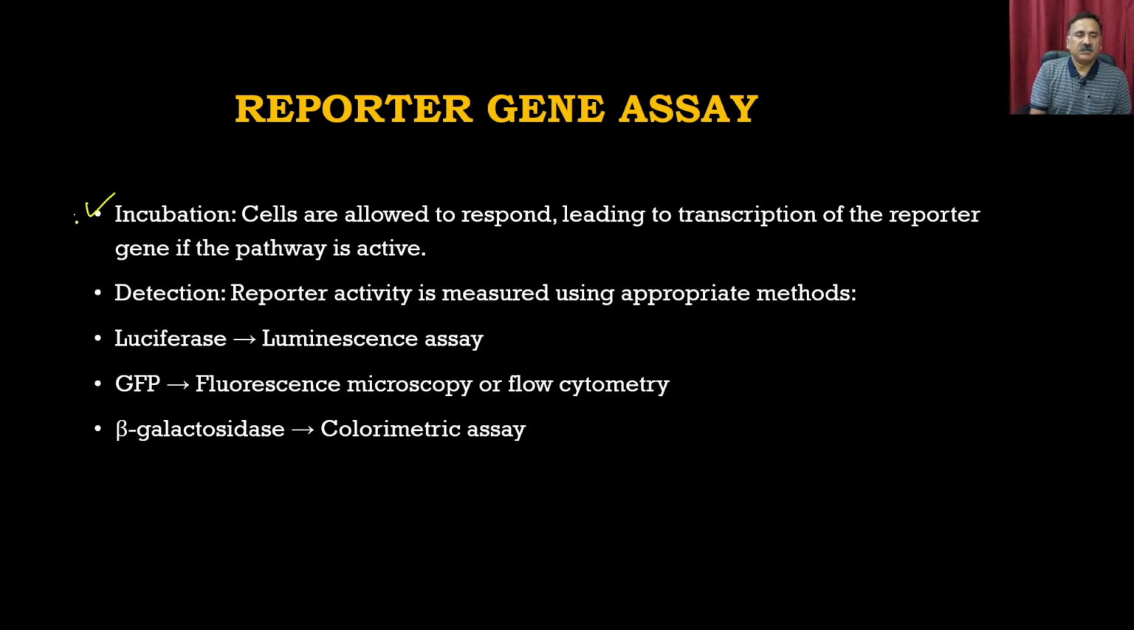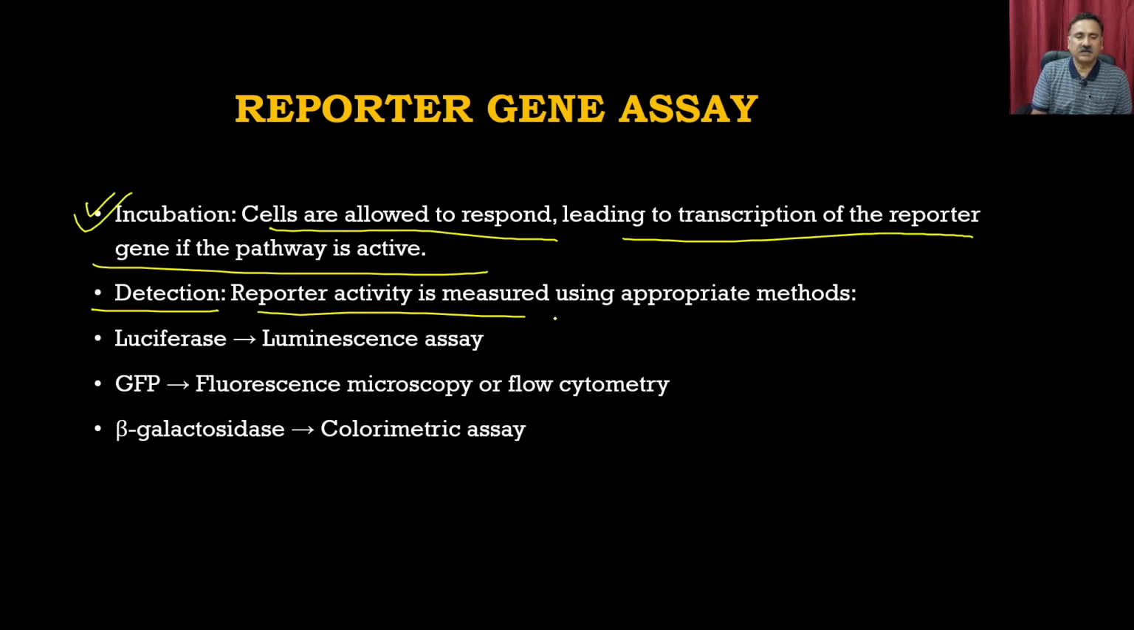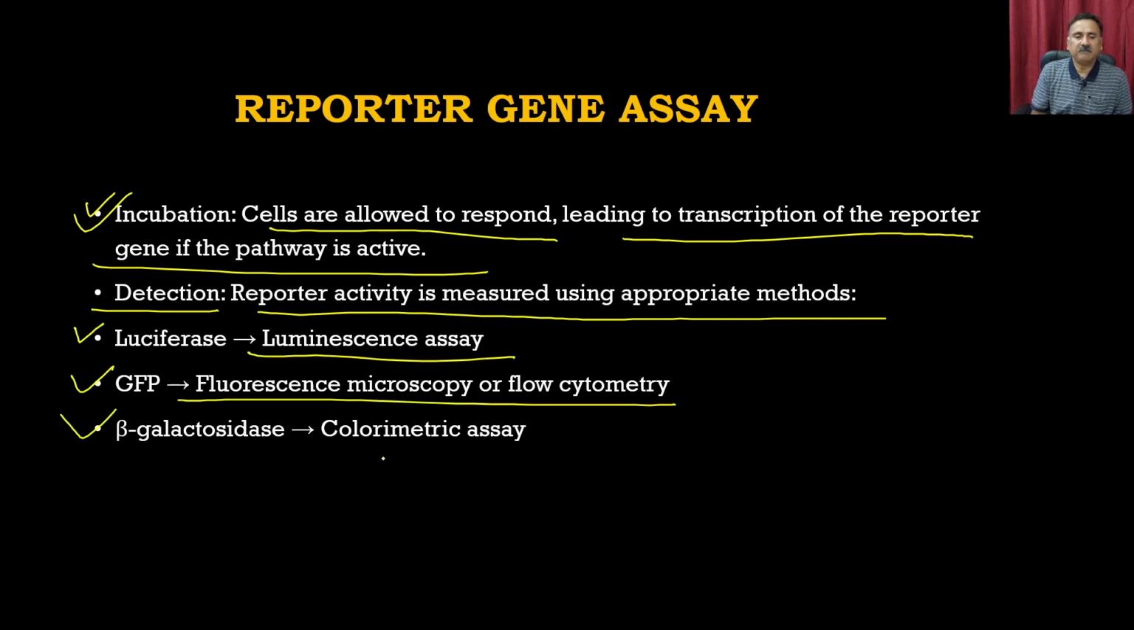Then you do the incubation, so cells are allowed to respond, leading to the transcription of the reporter gene if the pathway is active. And then you do the detection, so reporter activity is measured using the appropriate methods. You can use luciferase, GFP, and beta-galactosidase. So you can use luminescence, you can use GFP with fluorescent imaging, or you can use colorimetric assays.